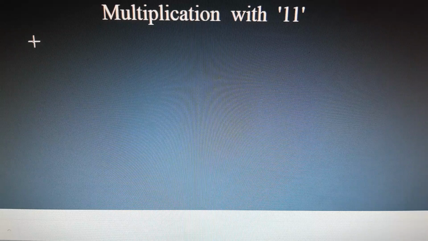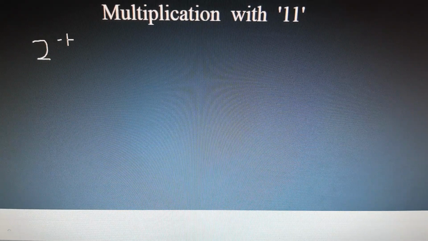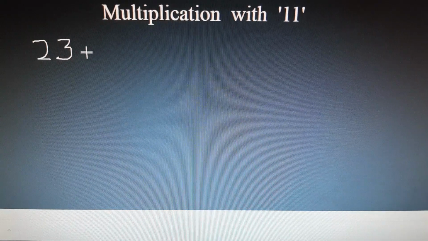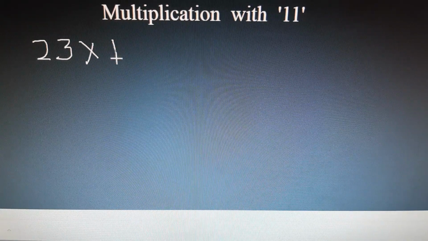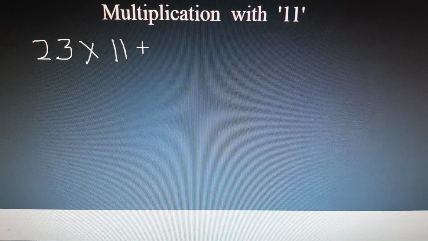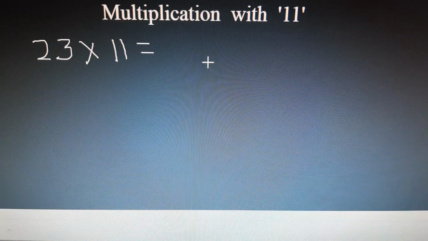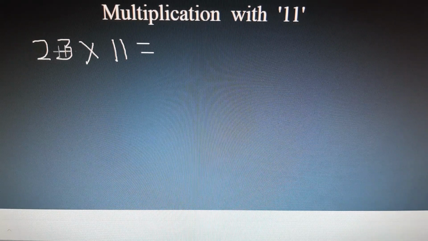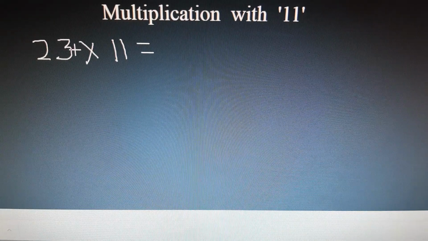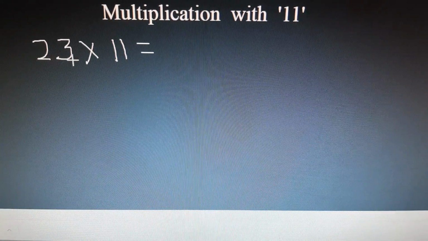The first example is 23 multiply by 11. Okay, now what you have to do, the rule of this is you have to add both the figures, 3 plus 2, and after that I will go step by step.